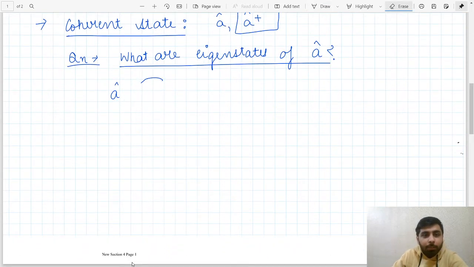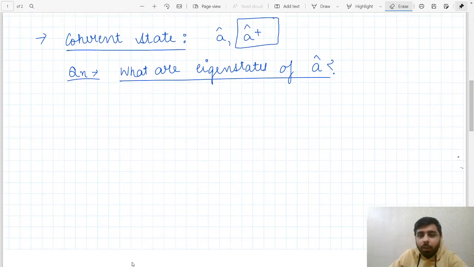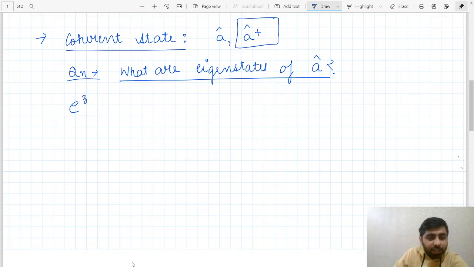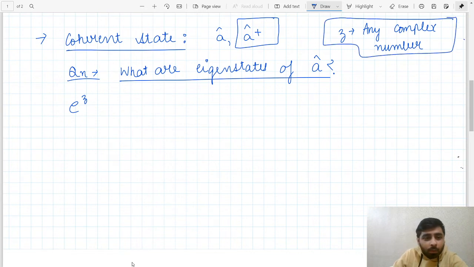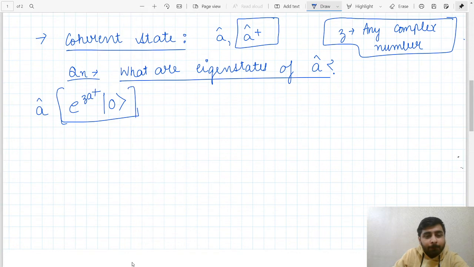Okay, so I'm going to make a claim now. The claim is a very simple one, but it's nevertheless very interesting: that the state corresponding to e to the power z a dagger on ket 0, where z is any complex number, is an eigenvector of the annihilation operator A with the eigenvalue z.